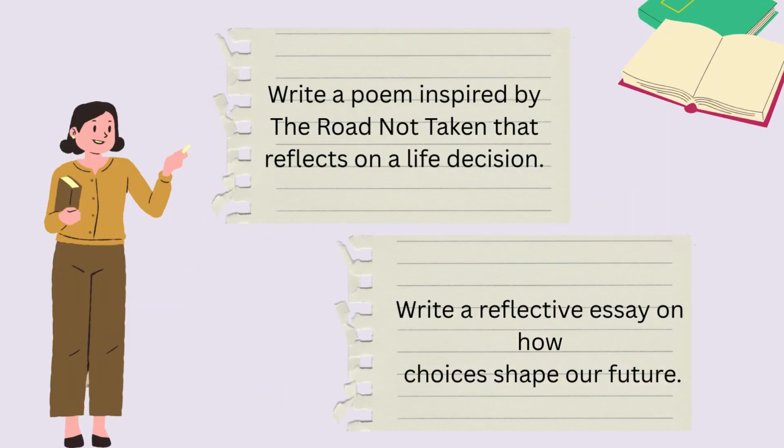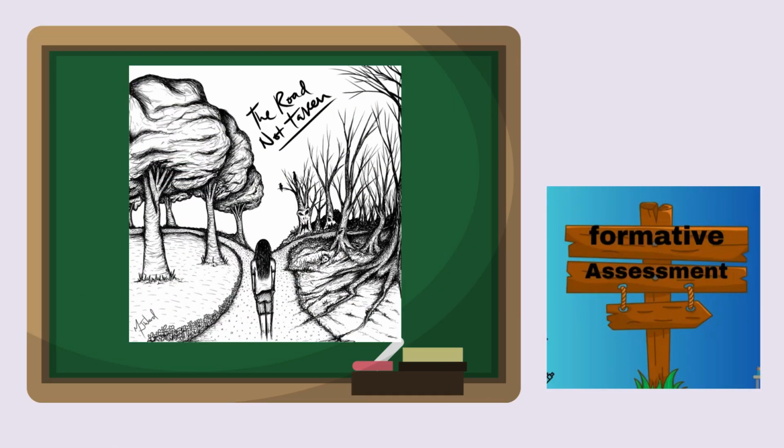As a final assignment, students are given two writing options. First, write a short poem inspired by The Road Not Taken, or compose a reflective essay on how choices shape our lives. In this 10-minute video, all three competencies, reading, writing, and speaking, were developed using the ESA model. Formative assessments were conducted through quick writes, discussions, group work, peer reviews, role play, and creative writing.